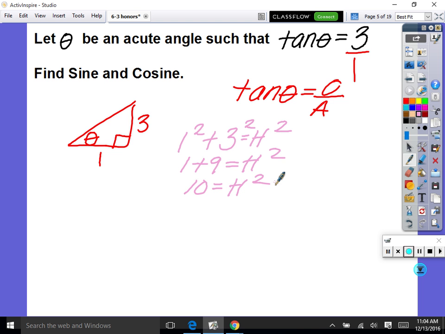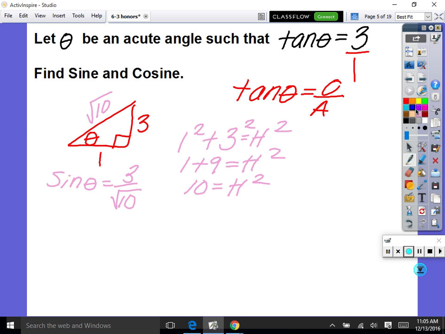Okay, so square root of 10. Does that simplify? No. So now we'll say sine of theta is opposite over hypotenuse, 3 over the square root of 10. Now I know you guys will easily look at that and say, that is not an appropriate answer because I can't have a radical in the bottom of a fraction.